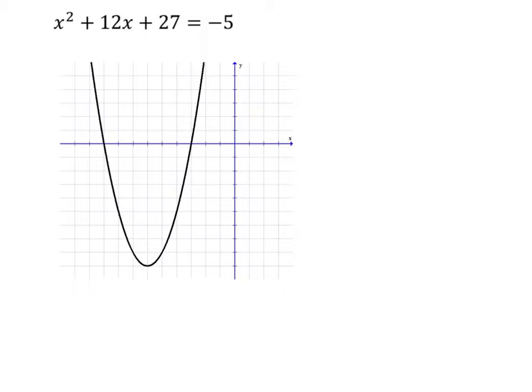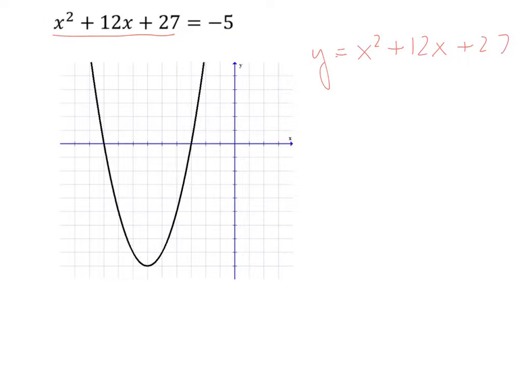But in this slide here, I have the graph of y is equal to x squared plus 12x plus 27. And you'll see that that matches the left side of this equation. Y is equal to x squared plus 12x plus 27. That's already graphed here. And what we're going to do is use this graph to solve this equation.